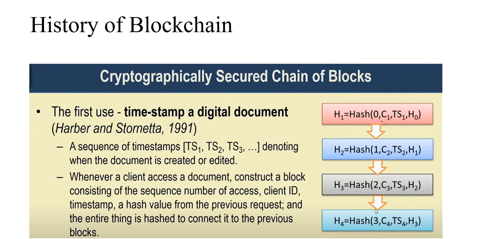So the advantage of this hash chain is, if you want to make change in timestamp 1, that means we have to change the value of H2, H3, H4, all the subsequent hash values. So tampering with the timestamp data is not very easy in this type of concept. So this is the timestamp of a digital document mechanism.